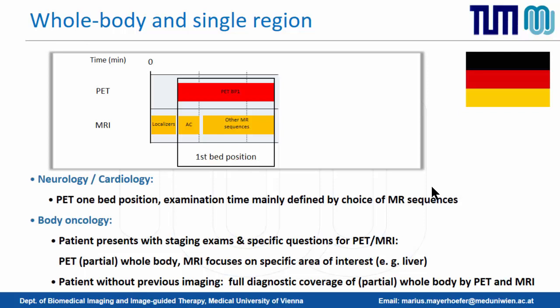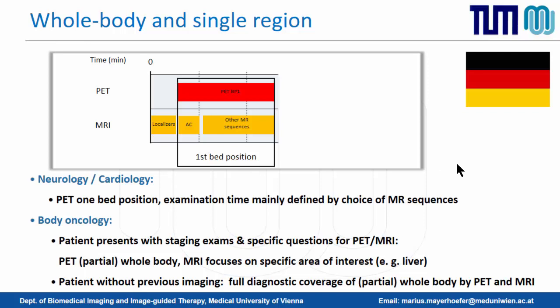And now let's really look at the workflow. So Munich, if there is just a question in terms of neurology or cardiology from that field, they would just use one bed position, which makes sense because the diseases found in these regions rarely spread to other organs. So the time here for the entire examination is mainly defined by the choice of MR sequences, and in particular in neuro and in cardiac imaging, that can be quite a lot.